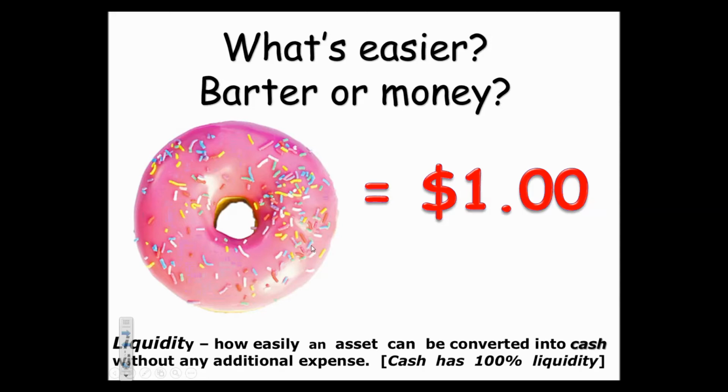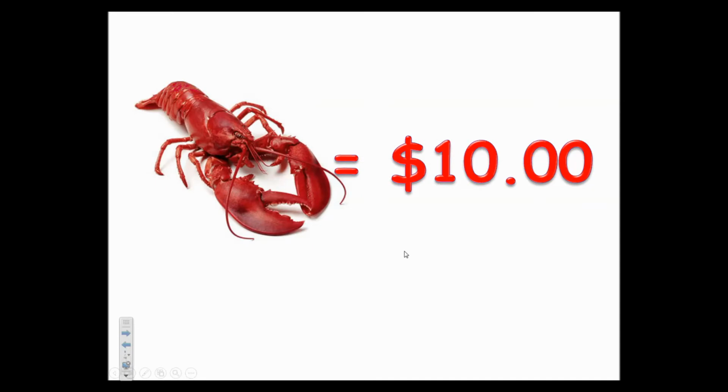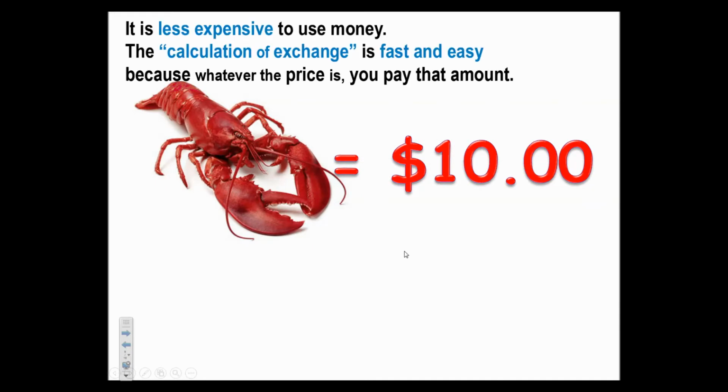So see, this is much more simple. If you just say the donut costs $1, boom, that's simple. Everybody knows that. Okay? Or the lobster is $10. Easy enough. Okay? So it's less expensive for us to use money. The calculation of exchange is fast, it's easy. You know, if you don't want to pay the $10, you don't buy it. But you definitely don't have to go somewhere and trade somebody to get something that somebody else wants.